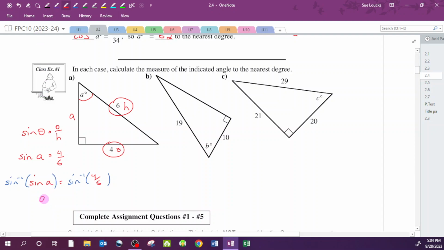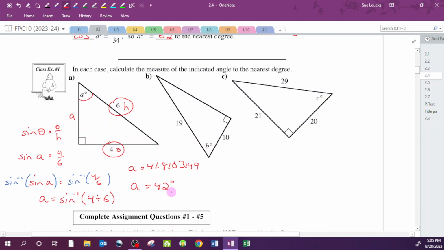So what we have is A equals sine to the minus 1 of 4 divided by 6, because that's what we're actually going to put into the calculator. And then when we hit equals, we get A equals 41.8103149, which we don't need all of. We were just asked to round it to the nearest degree, so that means that A is 42 degrees.